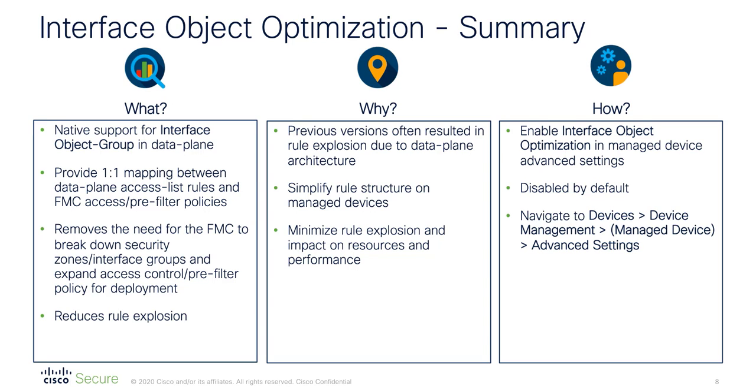The main purpose of this enhancement is to reduce the number of expanded rules that are needed when deploying a firewall policy. Interface Object Optimization adds support for interface groups within the data plane of the managed device. This provides a one-to-one mapping between the Firepower Management Center access list and pre-filter rules and the data plane access list on managed devices. The benefit this brings to your deployment is a simplified rule structure on managed devices and a reduction in rule expansion, which helps to maximize resource utilization.